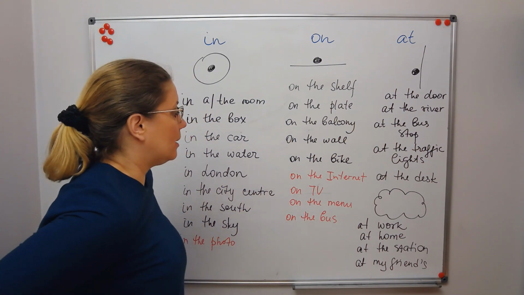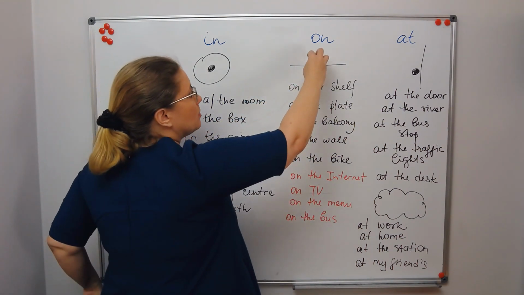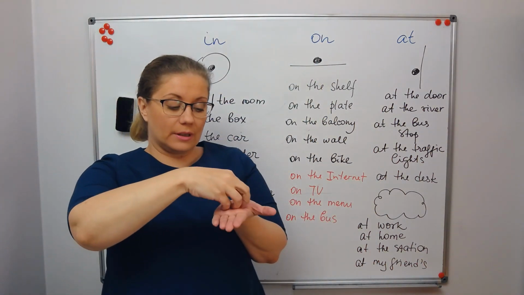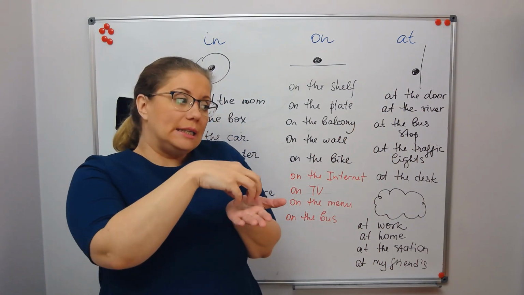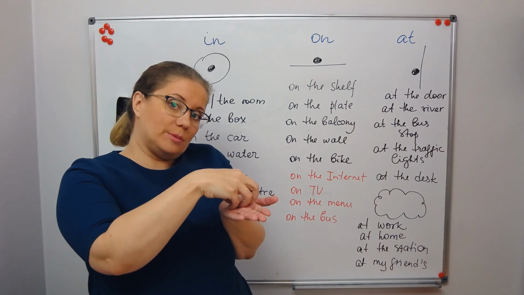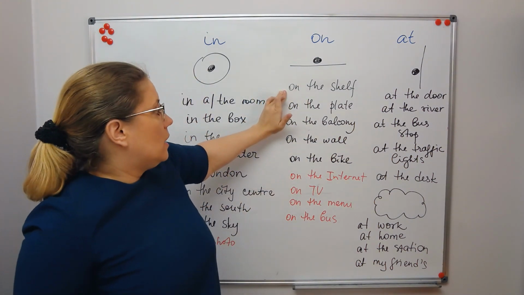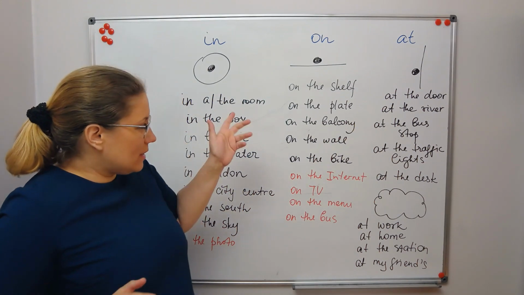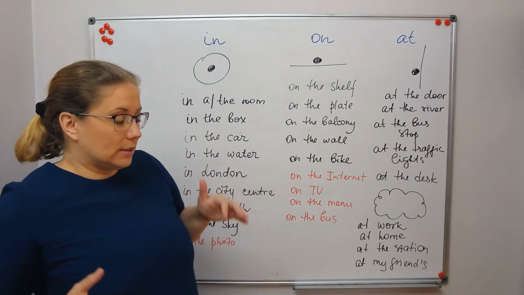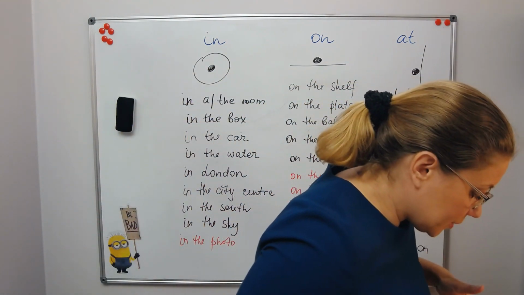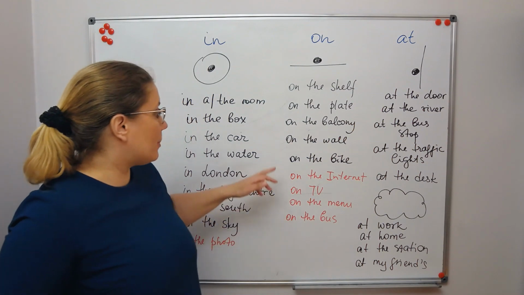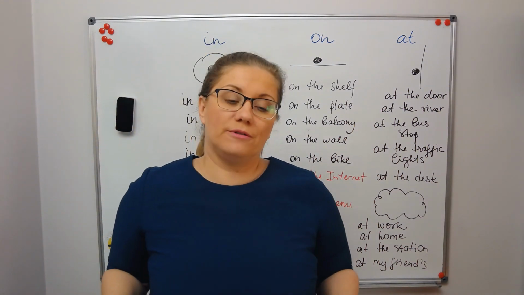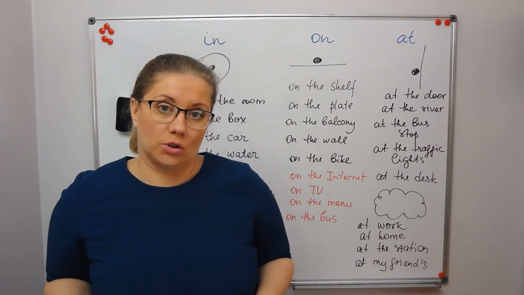Let's describe it for the opposite thing. On represents the position on some surface. This is my palm. If I put something on my palm, it is on my palm, it means it touches my palm. The typical examples are on the shelf, on the plate, the food is on the plate, on the balcony. This is maybe not so straightforward, but again, you go on some surface which is not inside the room. This is the idea. On the wall, on the bike. So if you sit onto something, if you ride something, it is the preposition on.